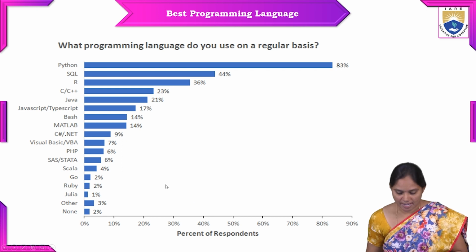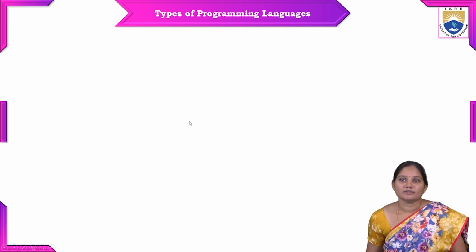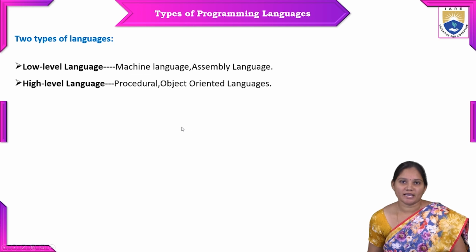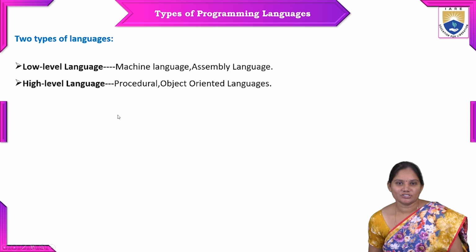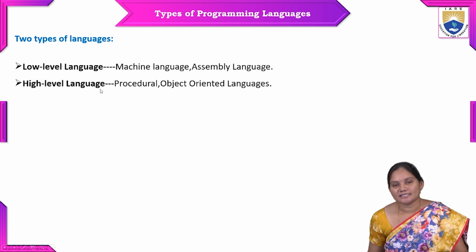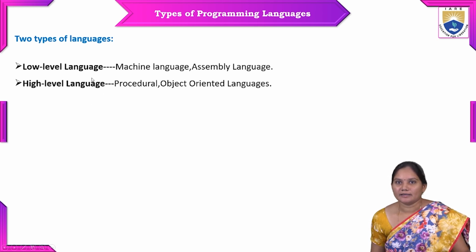And the next slide is types of programming languages. Here we have two types of programming languages. The first one is low level language, the second one is high level language. Low level language is nothing but machine dependent language. That means it is generally known as binary, zeros and ones, binary form or hexadecimal form. That's why we can represent zeros and ones.